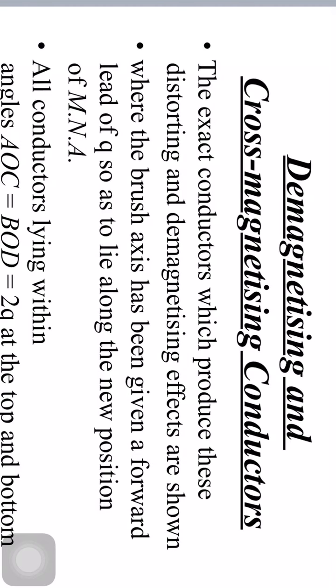And in the previous class also we have seen the flux due to main poles when the armature conductors carry no current. The flux across the air gap is uniform, and the MMF producing the main flux is represented in magnitude and direction by the phasor diagram, like that.